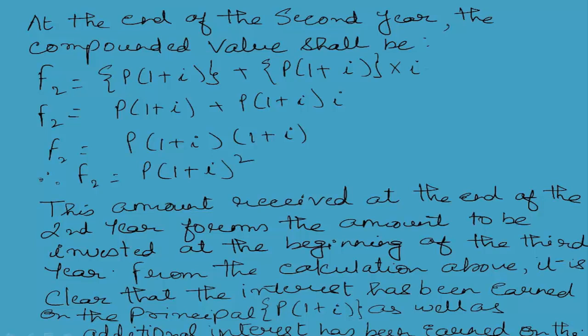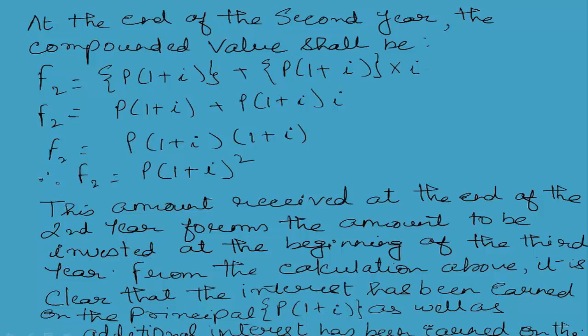Since we are dealing with the second year, by the end of the second year, the formula for compounding in this particular case looks like F2 is equal to P(1+I) raised to the power of 2. Now this F2, P(1+I) raised to the power of 2, becomes the new principal at the beginning of the third year.